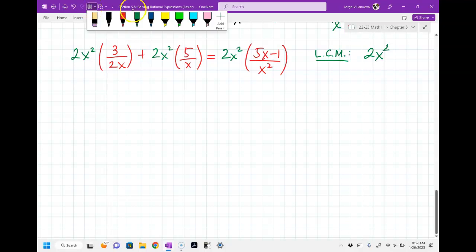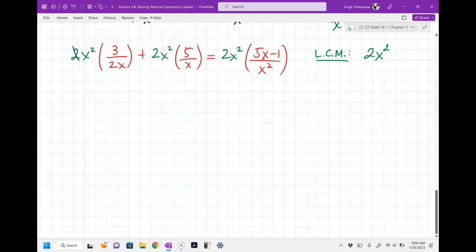So what can I cancel out on the first term, the 2x squared times 3 over 2x? A 2. And what about x's? How many x's can I get rid of? One of them. So I'm going to get rid of the 2, and one of the x's is gone. What's left on the left side? 3 over x or 3 times x? 3 times x, right? So on the left side, it's 3x, okay? But we'll write that out right now.